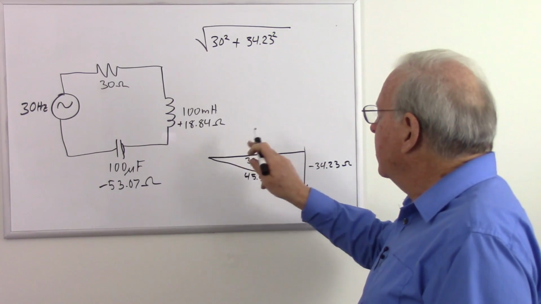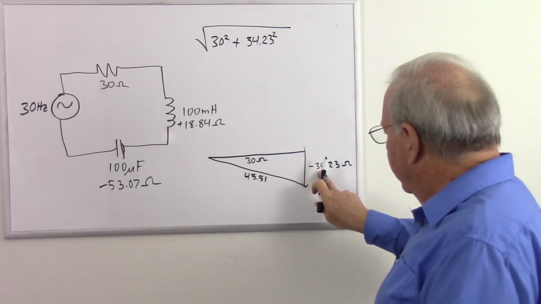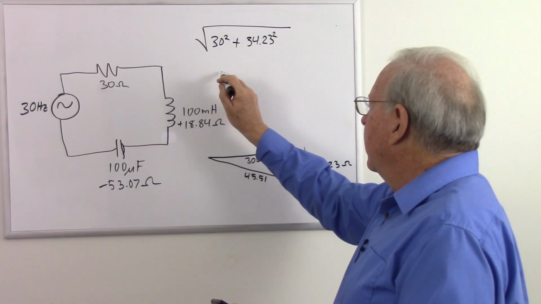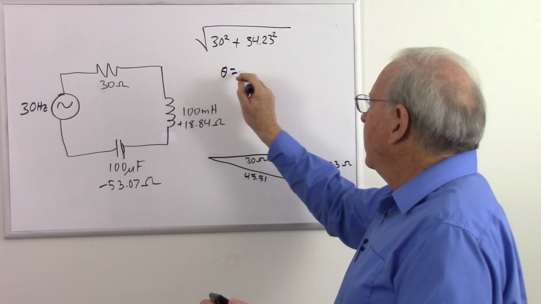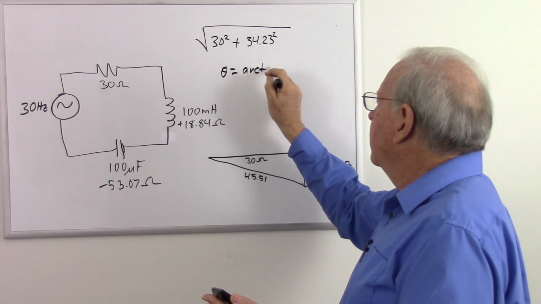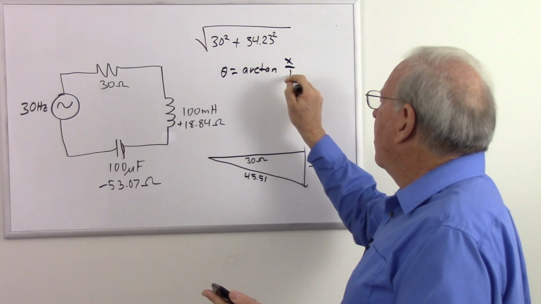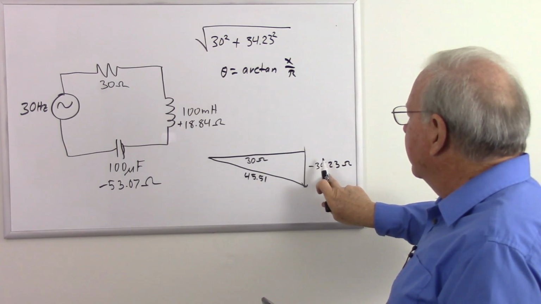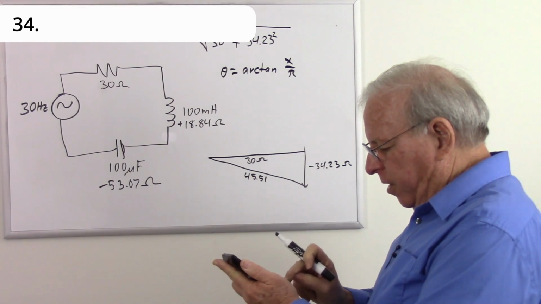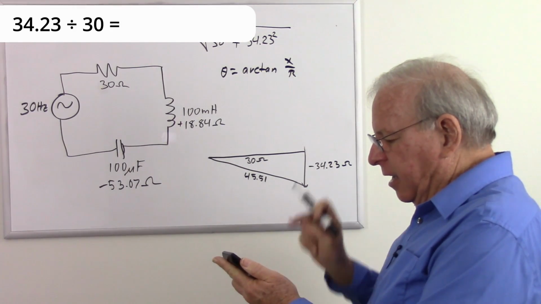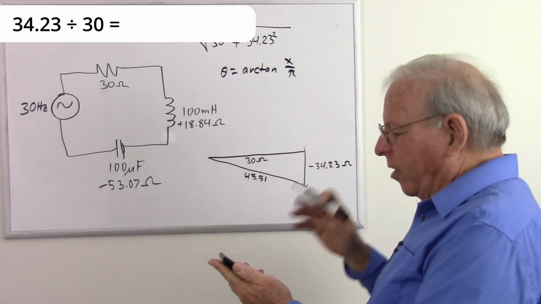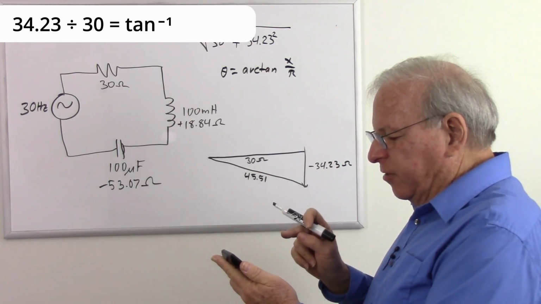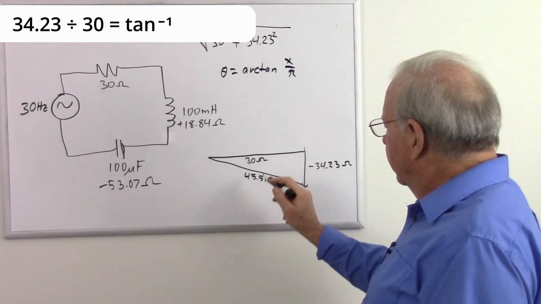What's the phase angle? Once again, we use absolute numbers. Let's put the formula up here again. So our phase angle is equal to the arctangent of x over r. So x is 34.23, our capacitive reactance now. So that's 34.23 divided by 30 gives us a number. It's 1.141, but who cares about that? We want the arctangent of that, which gives us a phase angle of 48 degrees.